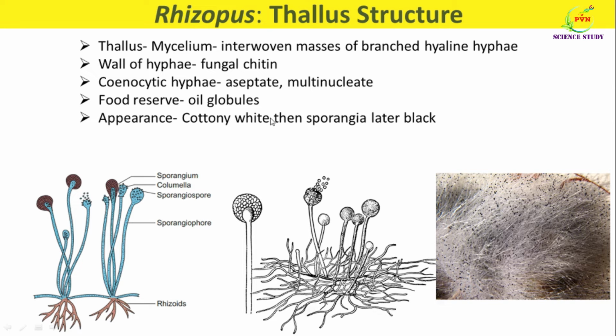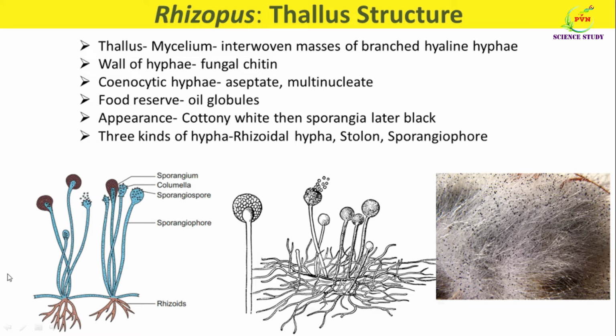At the early stage, the Rhizopus mycelium is cottony white as you can see here, but later on it matures and black pinhead-like structures appear, which are the sporangia. Generally these sporangia are dark or black in color, and due to the presence of these sporangia, the mycelium appears black in color.